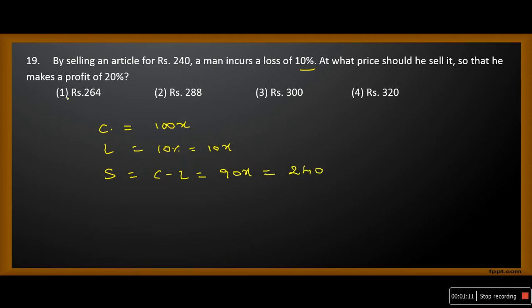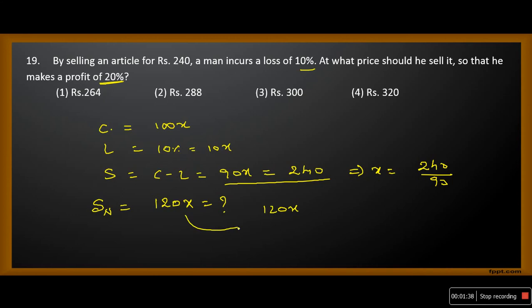Now, if he wants to get a profit of 20%, at what price does he have to sell? What is 20% of 100x? 20x. He has to get 20x more. So the new selling price must be equivalent to 120x. We have to find the value of 120x. Given 90x is equal to 240, x is equal to 240 by 90. So 120x is equivalent to 240 by 90 into 120. On simplification, you will get 320. So the answer is option 4.